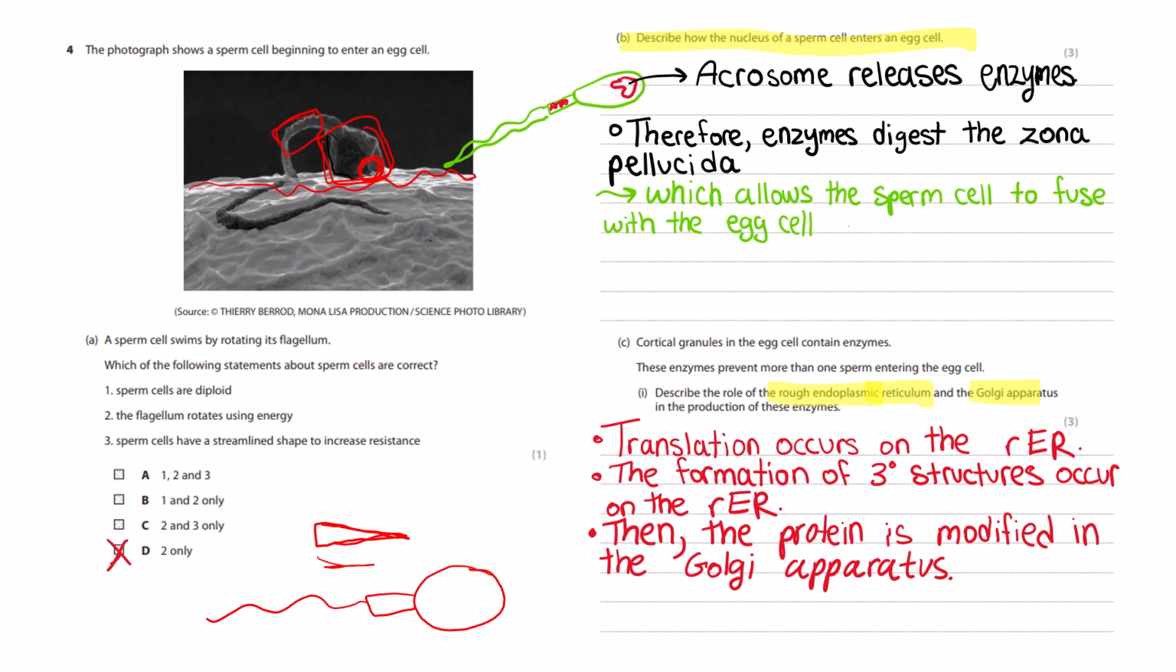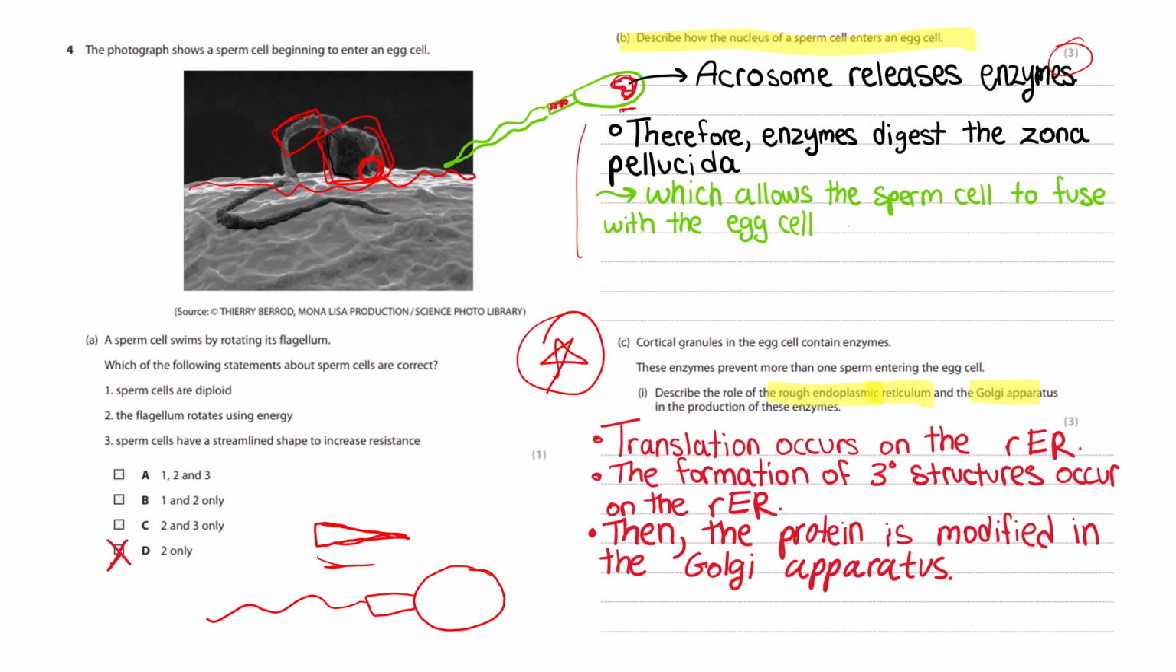Describe how the nucleus of a sperm cell enters an egg cell. Okay, so over here in this diagram, you can see that there's an acrosome, like a sac on top of the head. This acrosome releases enzymes, okay? Therefore, the enzymes are going to digest the zona pellucida, which allows the sperm cell to fuse with the egg cell. Over here are 3 points, therefore you're going to get the 3 marks. The cortical granules in the egg cell contain enzymes. These enzymes prevent more than one sperm entering the cell. Okay, this is a repeated question in many past papers, so also create a flashcard of this.